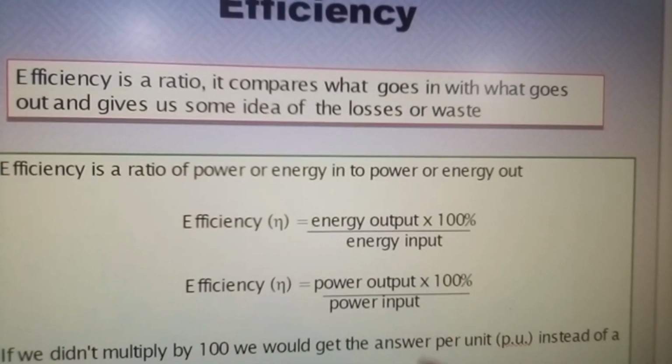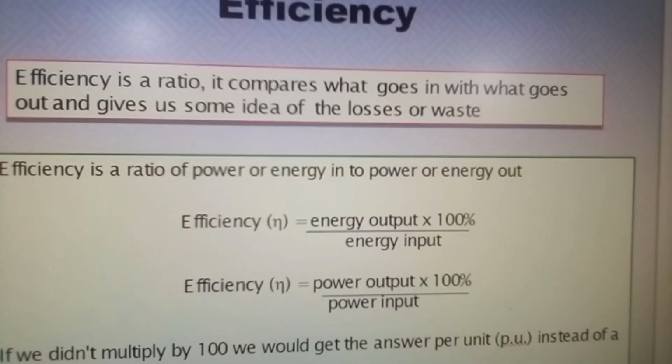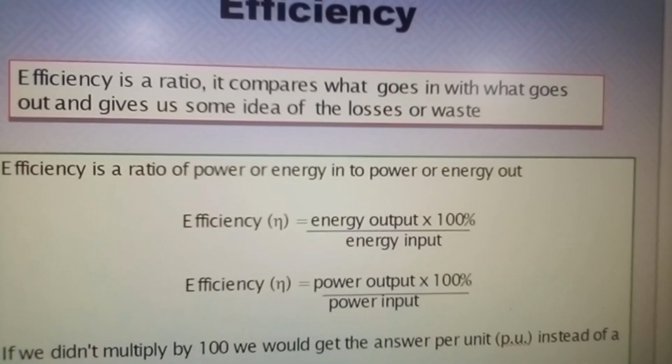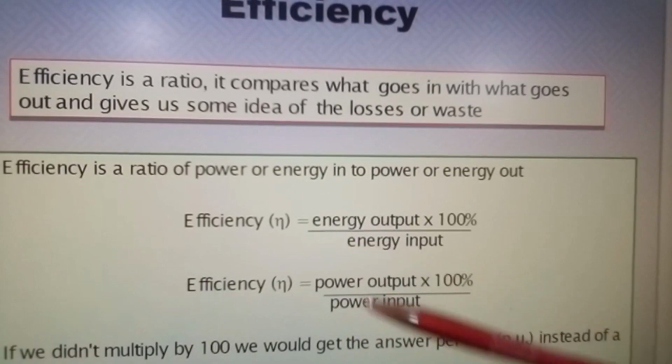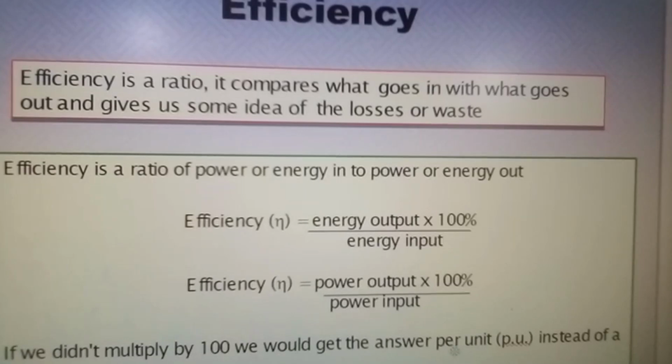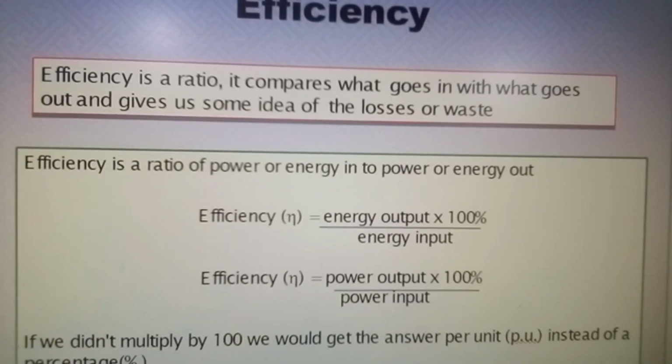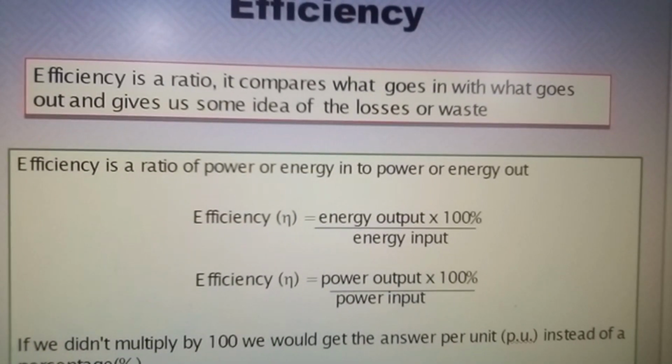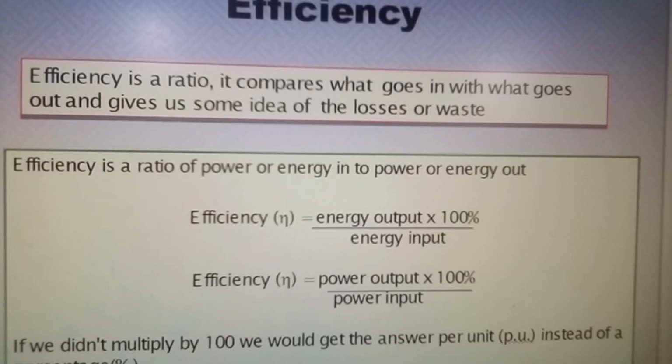And that is your formula to be applied. Now remember, you may need to transpose this formula in some cases, depending upon the information you have been given. If we didn't multiply by 100, we would get the answer per unit instead of a percentage.